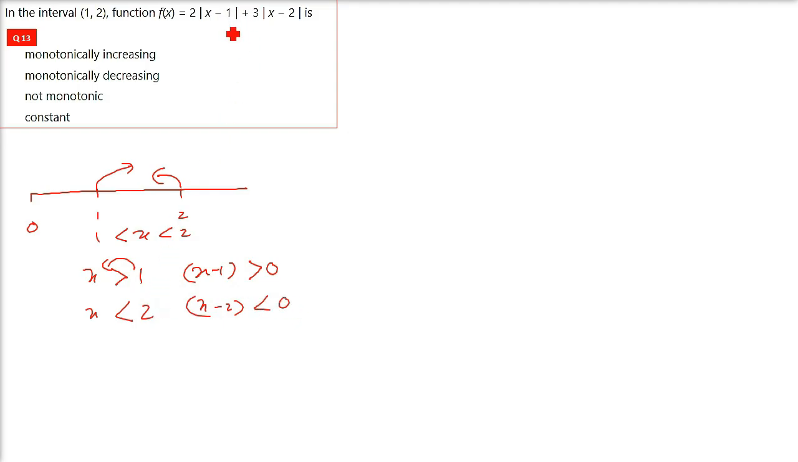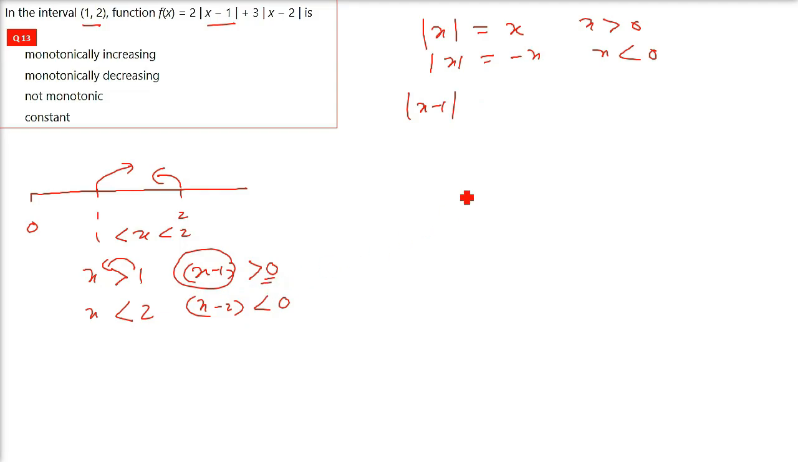We haven't gone to the question yet. I am just talking about the interval right now. From that we got x minus 1 greater than 0 and x minus 2 less than 0. And you know mod x is x when x is greater than 0, and mod x is negative x when x is less than 0. This is the definition of mod x. Coming to mod of x minus 1, x minus 1 is greater than 0, as I just showed, so the modulus of x minus 1 is x minus 1 only. Mod of x minus 2 is less than 0, so it is going to be minus of x minus 2. I've shown that the value is between 1 and 2 only.